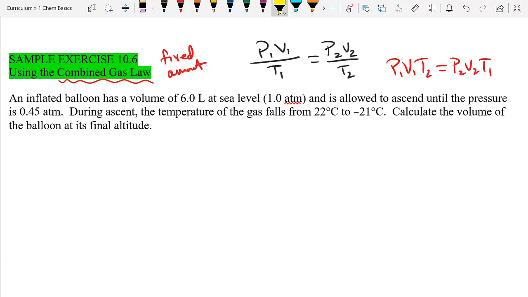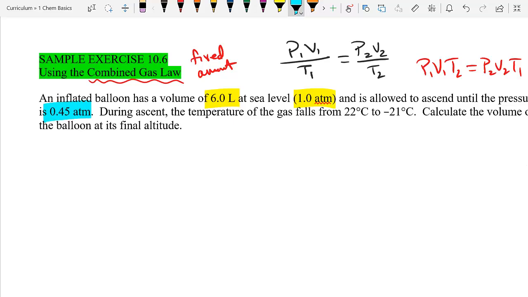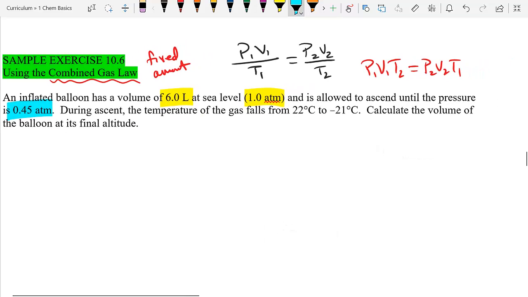An inflated balloon has a volume of 6 liters at sea level. So I've got volume, I've got pressure of that sample. It is allowed to ascend until the pressure is 0.45 atmospheres. During the ascent, now be aware, ascent means, again, it's rising up in the air. That is ascent. The temperature of the gas falls from, so this is the starting condition, 22 Celsius to negative 21 Celsius. Calculate the volume of our balloon in its final altitude.